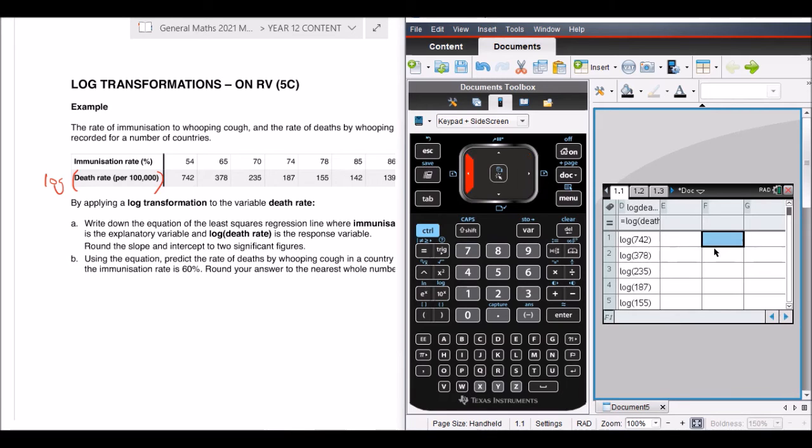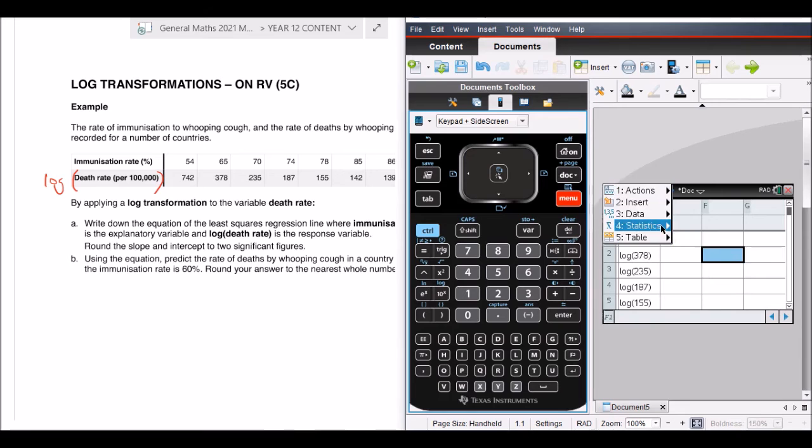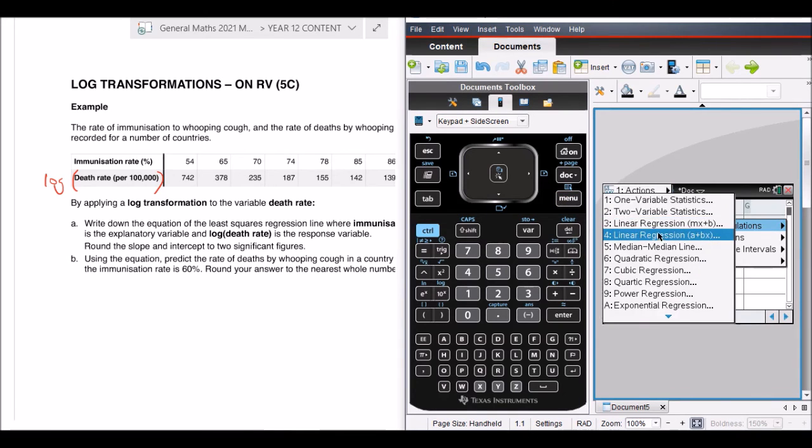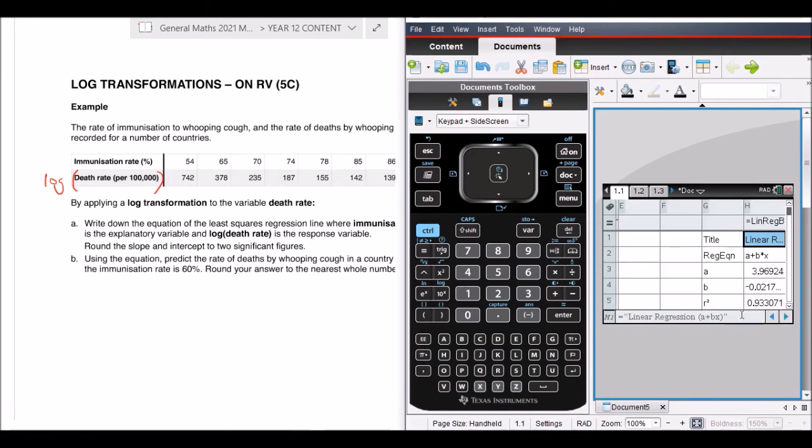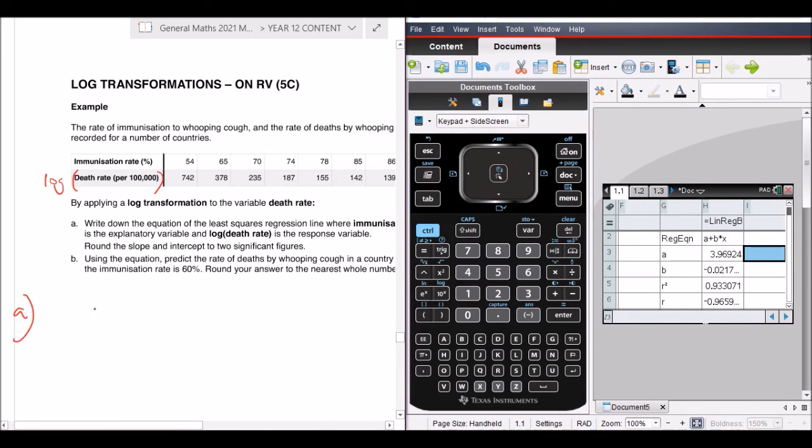All right, so from there, you've done your transformation. You're now going to look for your rule. So you go menu, statistics, stat calc, linear regression. We're going to leave this as normal because we didn't transform X this time around, but we did transform the y variable, which is log death rate. Okay, so there's my rule. Let's write it down. Remember, your rule form should be y equals a plus bx. So there's a, there's b. Put that in your formula.